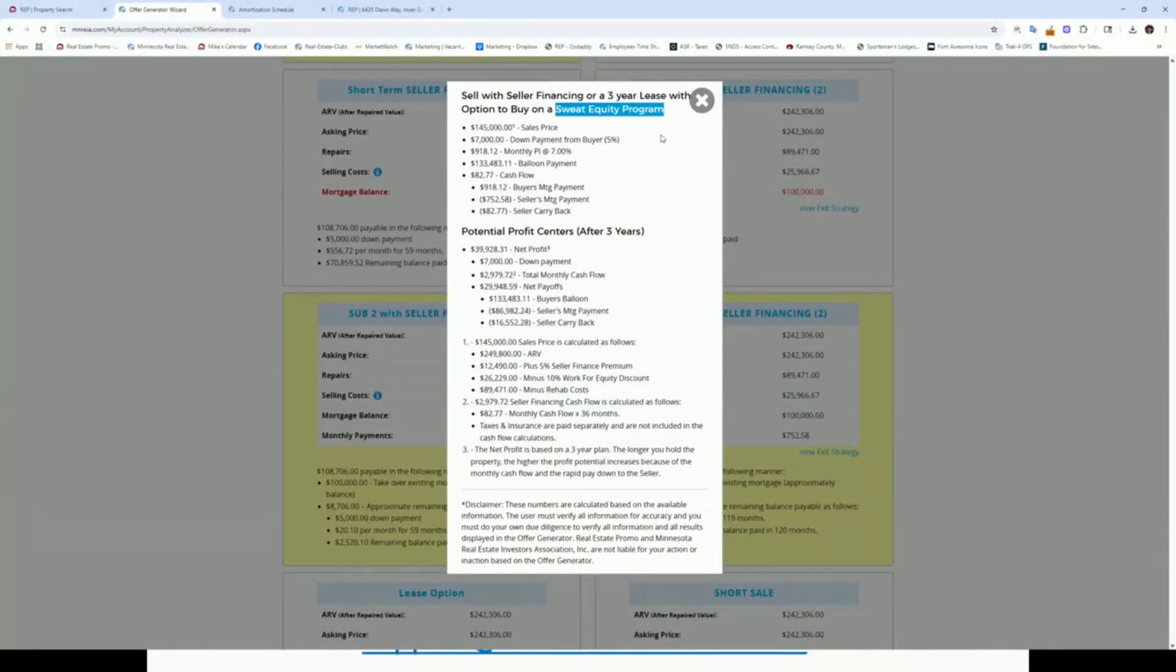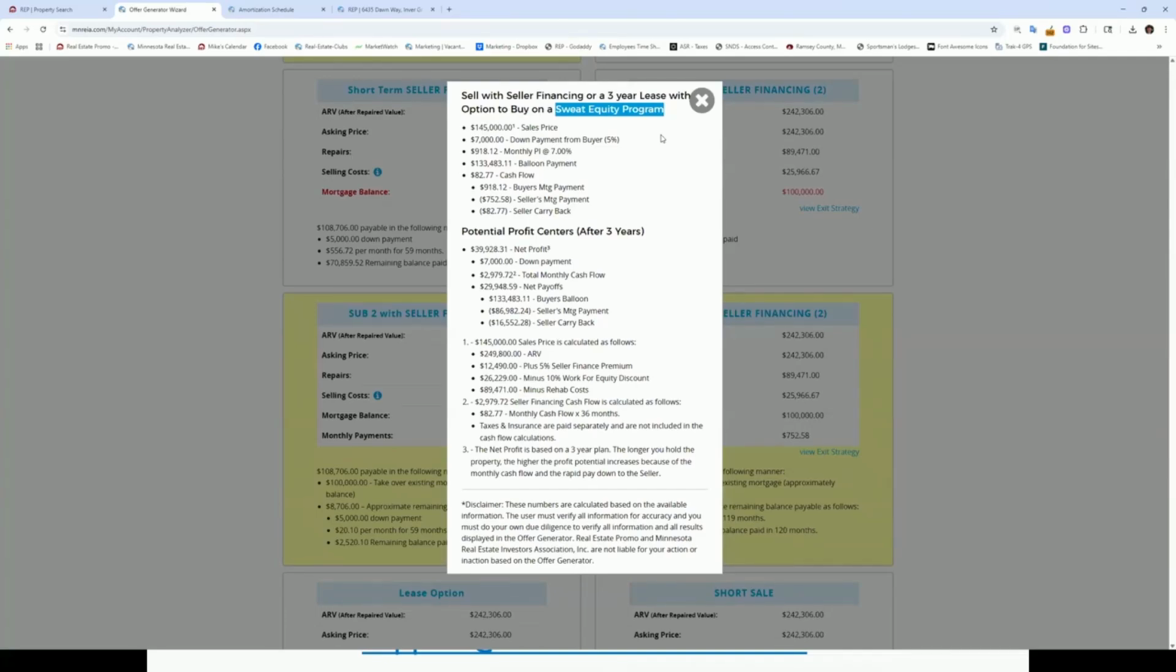Unless you're selling to a contractor who's got the skills and maybe the ability to pull permits and the resources to do a major renovation. But most of the properties don't need a major renovation. They're livable. They just need to be updated. Those are perfect candidates for a sweat equity program.